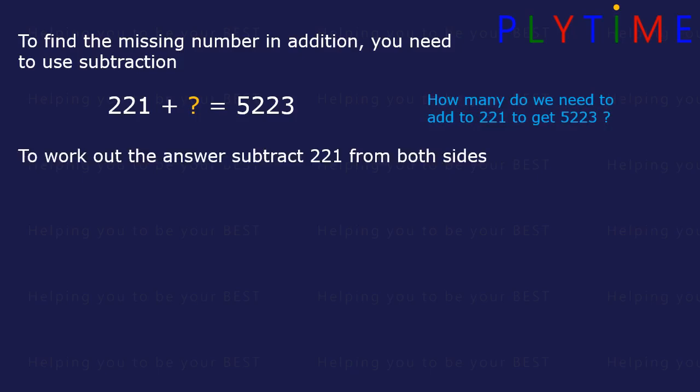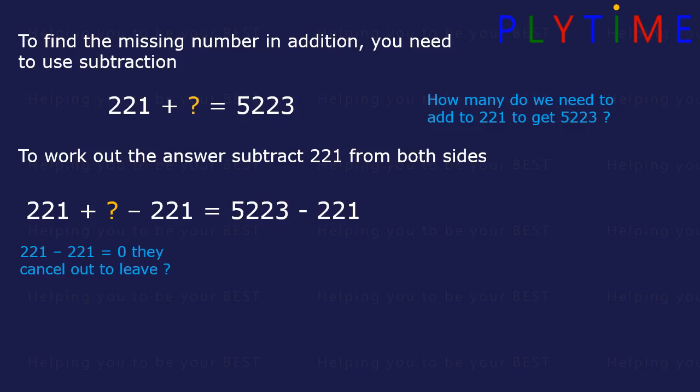To work out the answer, we need to subtract 221 from both sides of the equation. 221 plus something minus 221 is 5,223 minus 221. 221 minus 221 is 0. They cancel each other out, so they just leave the question mark on one side of the equation. Now we have the subtraction on the other side. We can use columns to work that out.